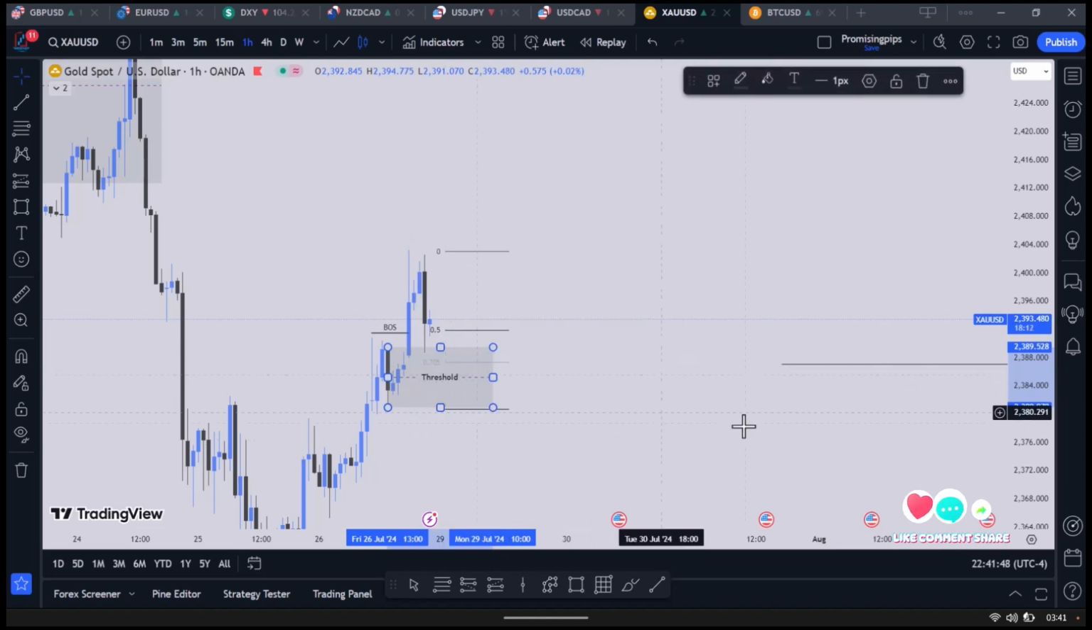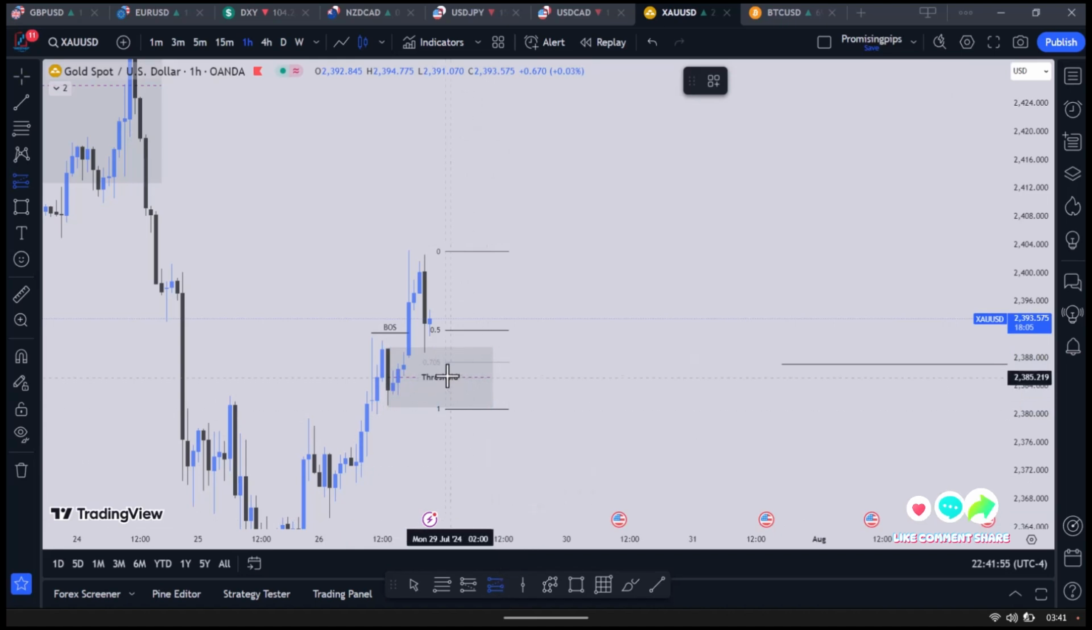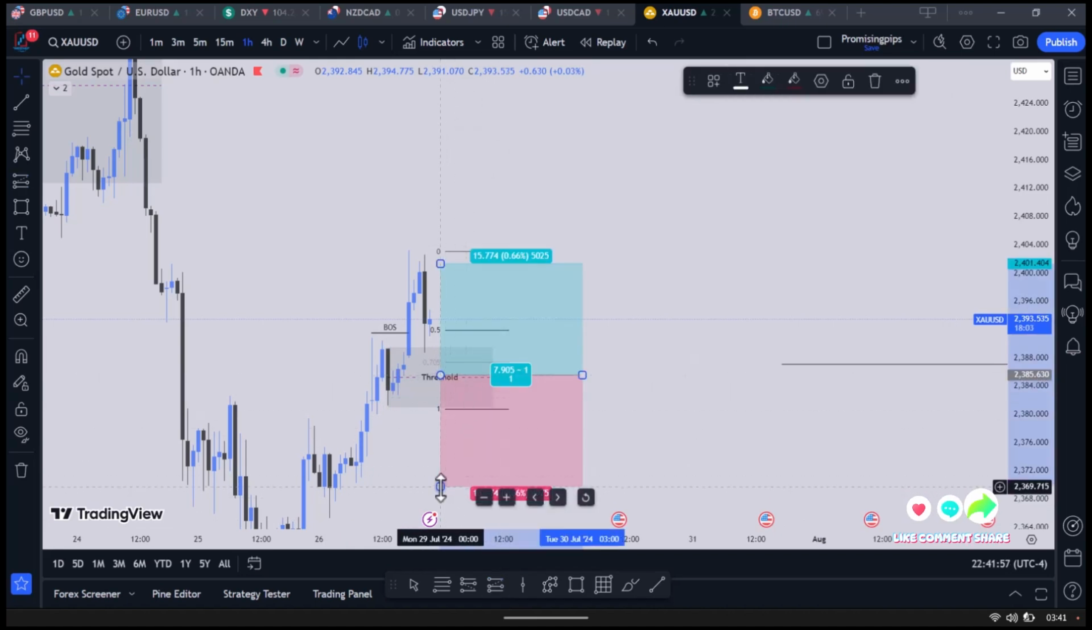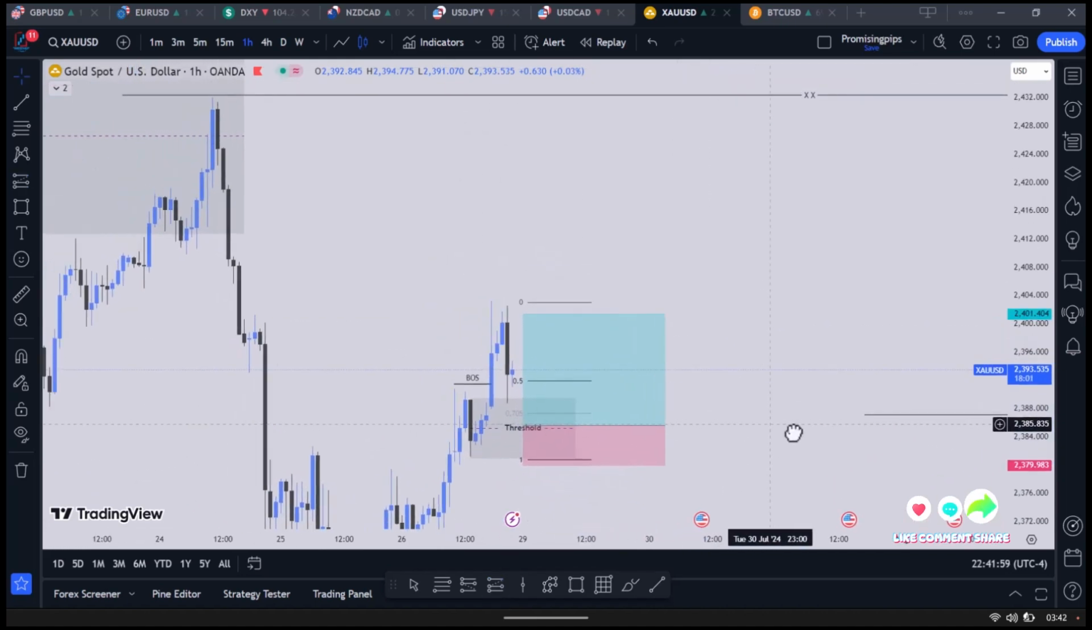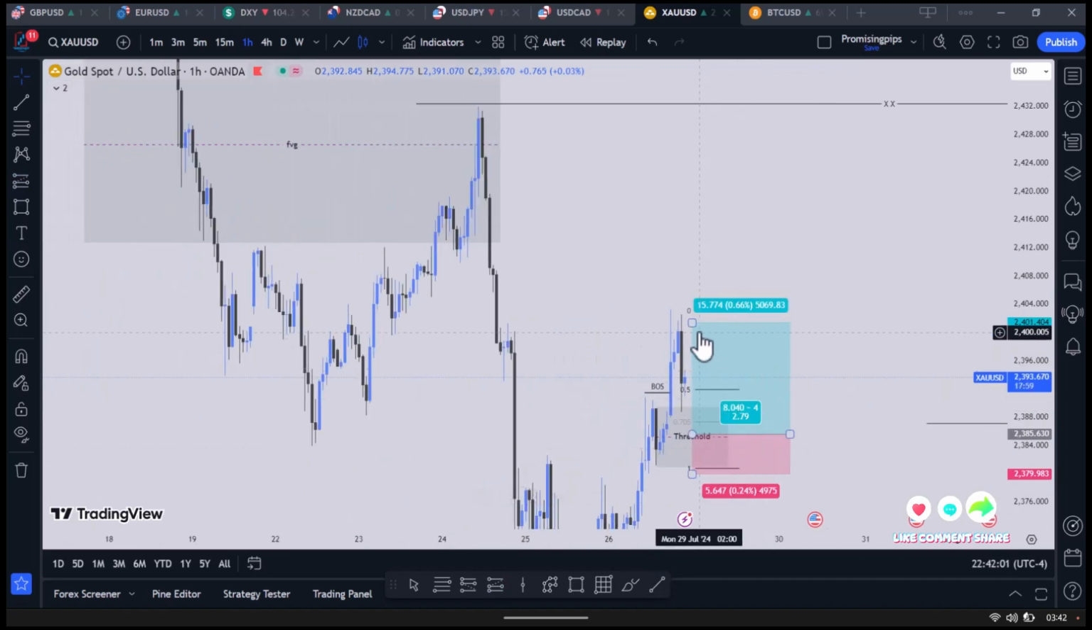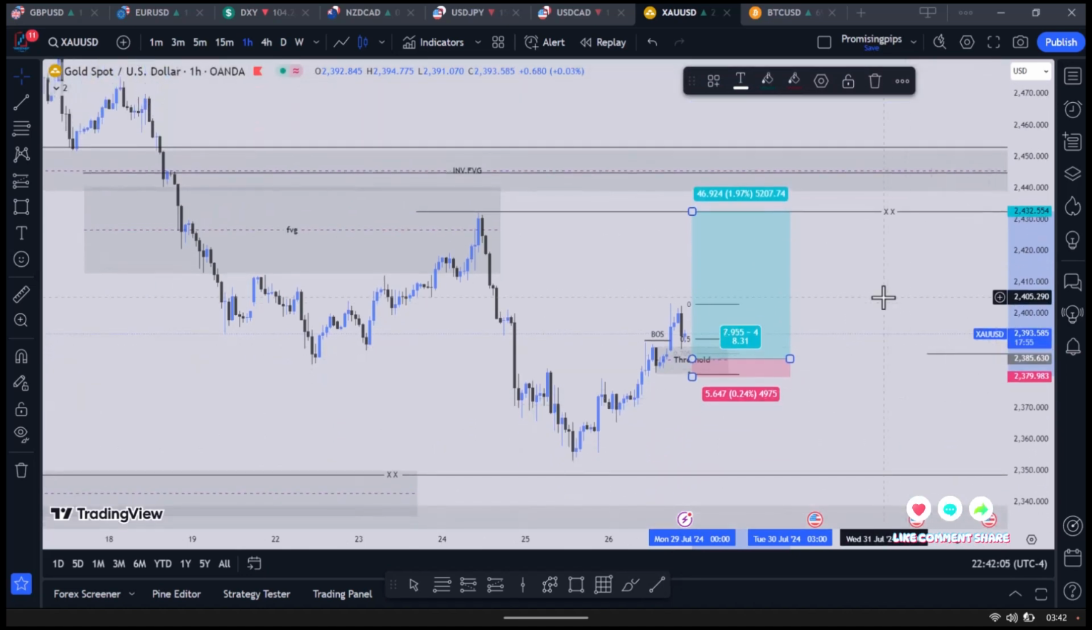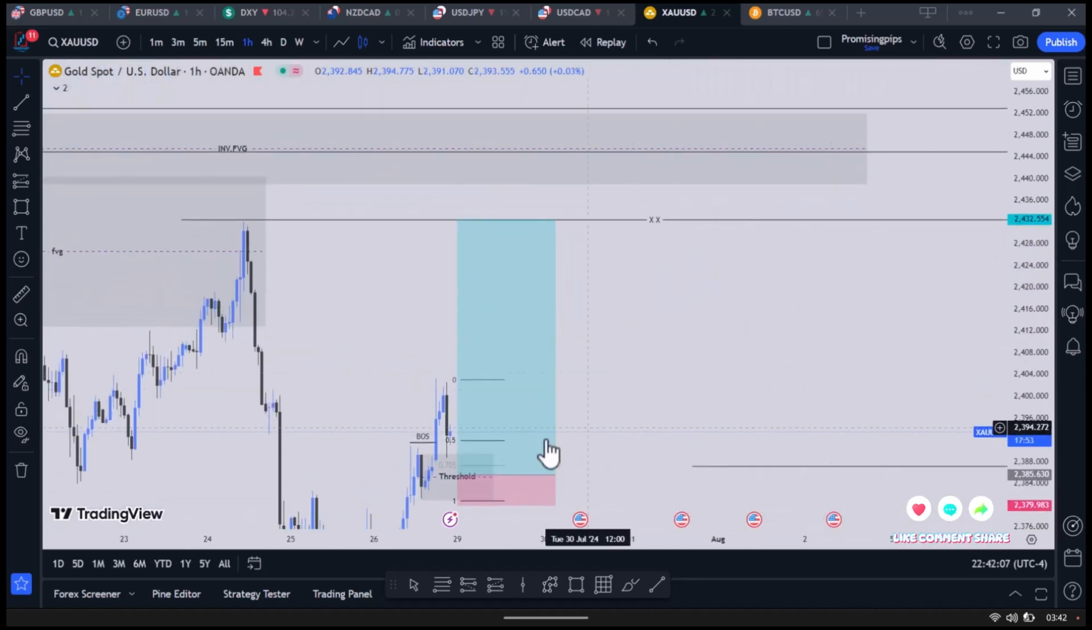This is where I'll place my buy limit. I'll place my buy limit here, and I'll target this buy side liquidity over here. This is what I'll be looking at if I want to buy right now.